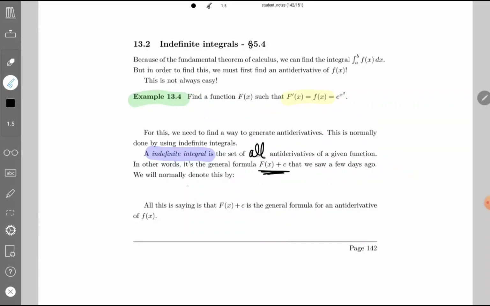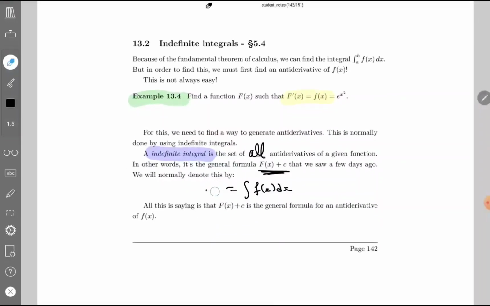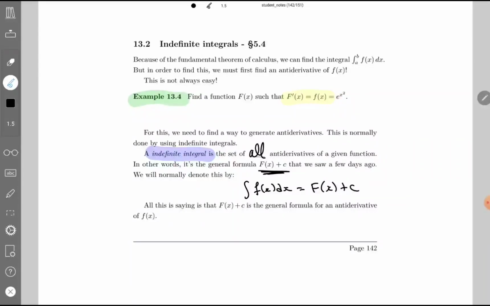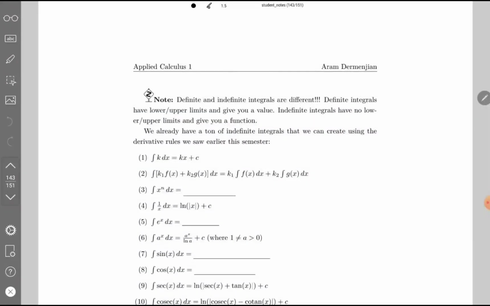Normally, we're going to denote this by this. Actually, maybe I should put this on the other side. There we go. This is equal to f of x plus c. What you're going to notice is that they're kind of the same. You're going to notice that this is similar to definite integrals.